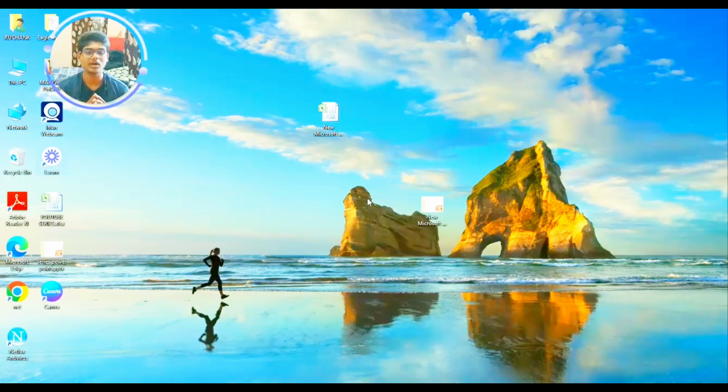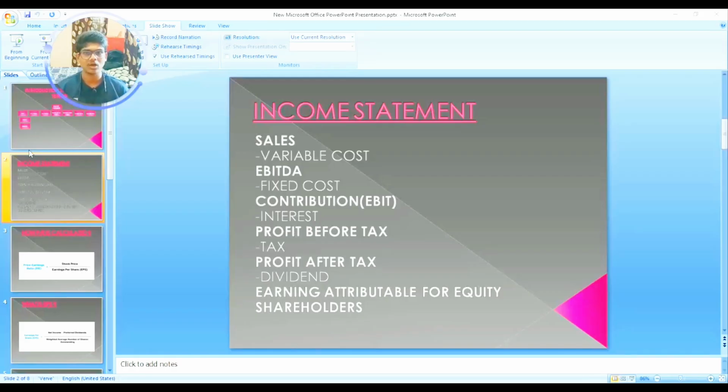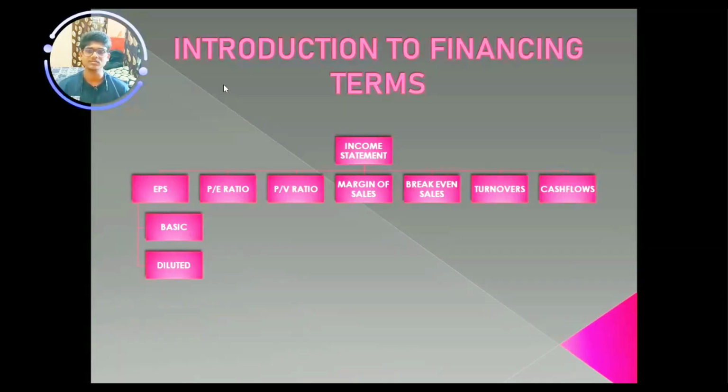So now we are at our computer screen, and I'm going to show you my PowerPoint presentation. So it will be better to understand the things and those terms which are very useful to analyze the company. So now I will go to my PowerPoint. Now we are at our PowerPoint presentation, and now I will start the slideshow animation for better experience and understanding. So the first page says: introduction to the financial terms.